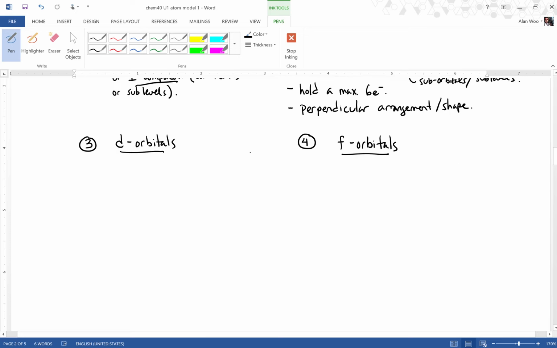This is what we're going to see. Now, again, I'm not going to draw them out. You do actually have diagrams in your notes package that will show you what d orbitals and f orbitals look like, and I'll point out the page numbers as we go along. So we'll start with the d's. These guys can hold a maximum of 10 electrons, while the f orbitals can hold a maximum of 14 electrons.